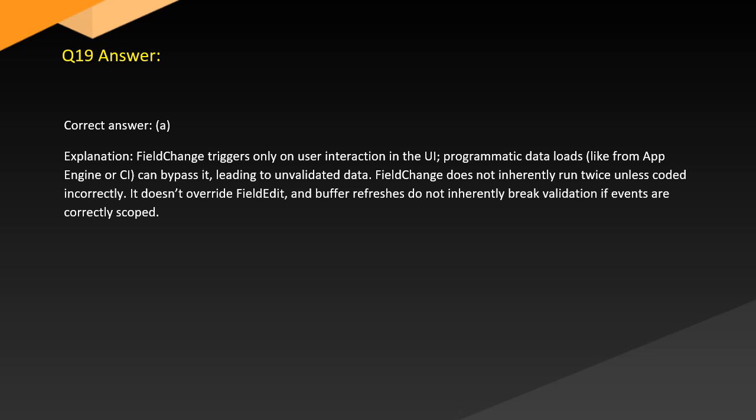Answer. Correct answer, A. Explanation. Field change triggers only on user interaction, not on programmatic data loads like from App Engine or CI, which can bypass it, leading to unvalidated data. Field change does not inherently run twice unless coded incorrectly. It doesn't override field edit, and buffer refreshes do not inherently break validation if events are correctly scoped.